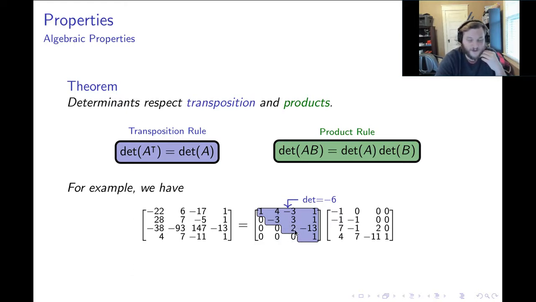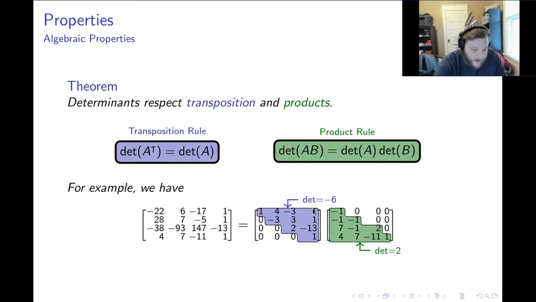The first thing I want to point out is on the right here, my first matrix is upper triangular, and so that determinant is actually very easy. It's just the product of the diagonal entries. 1 times -3 times 2 times 1 is -6. And this matrix on the right here is lower triangular, so its determinant is easy. I just, again, multiply the diagonal entries together. -1 times -1 times 2 times 1 equals 2.